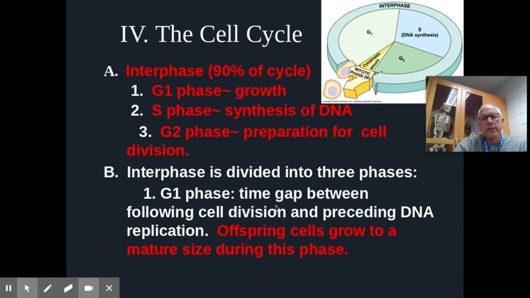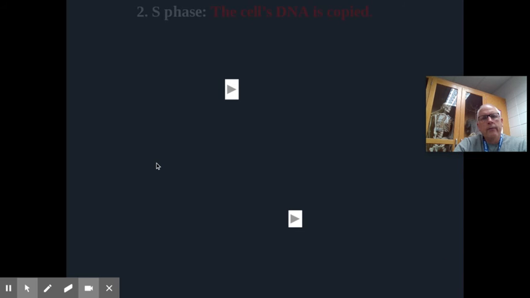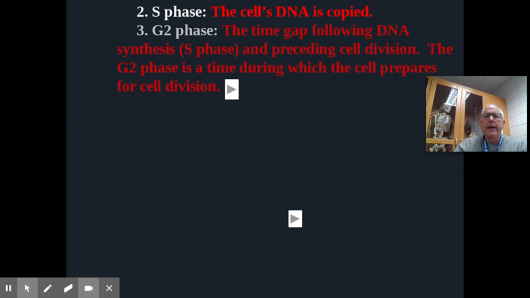Now, S phase, a big critical event occurs, okay? And that is that DNA copies itself. This we don't want to gloss over. This is a really important part of cell division. So we're going to go from a parent to 2 daughter cells. And those 2 daughter cells have to have the same information.